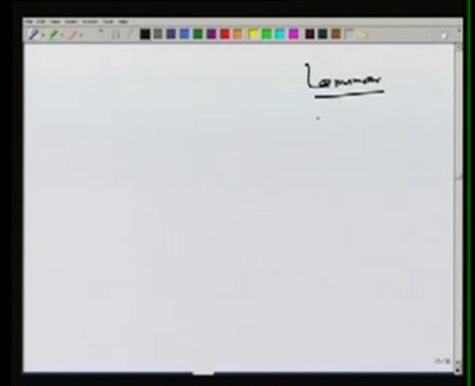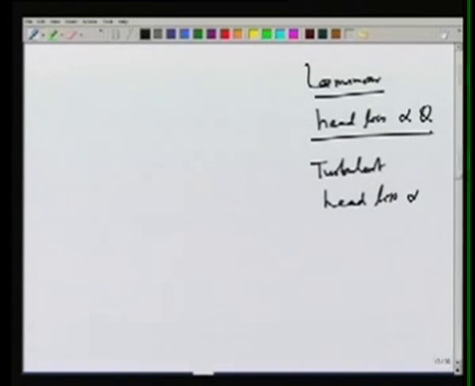So after looking at the confined and unconfined aquifers, in all cases we have assumed that Darcy's law is valid. Sometimes Darcy's law may not be valid, the flow may not be laminar. We know that when the flow is turbulent, the head loss is typically proportional to some power of Q. Generally we can take it to be a square, sometimes it is 1.7, 1.8, but we can say that head loss is proportional to Q square.